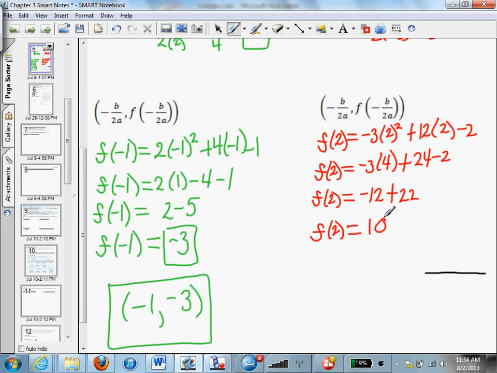Now let's take our x, which was 2, comma, and then we got in for the f of 2, which is 10. So that makes the coordinate pair 2, comma, 10, telling us that's where the vertex is located.